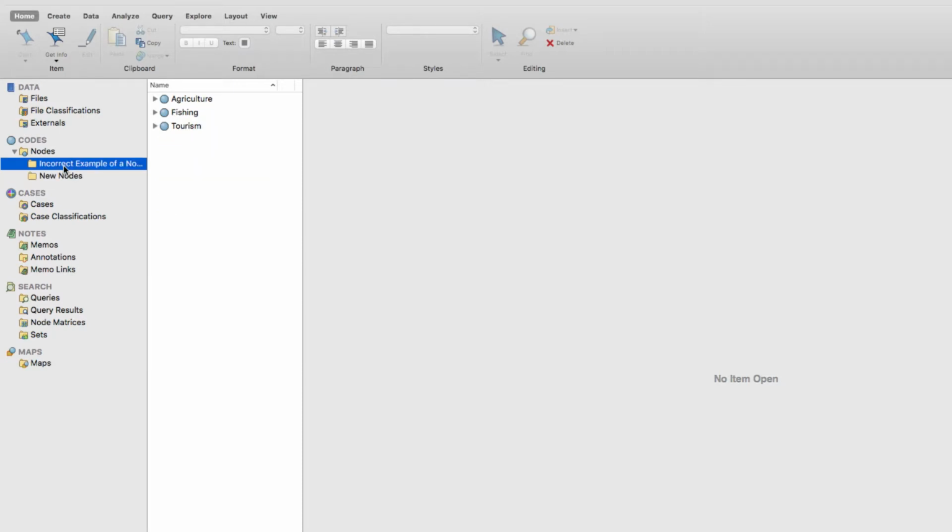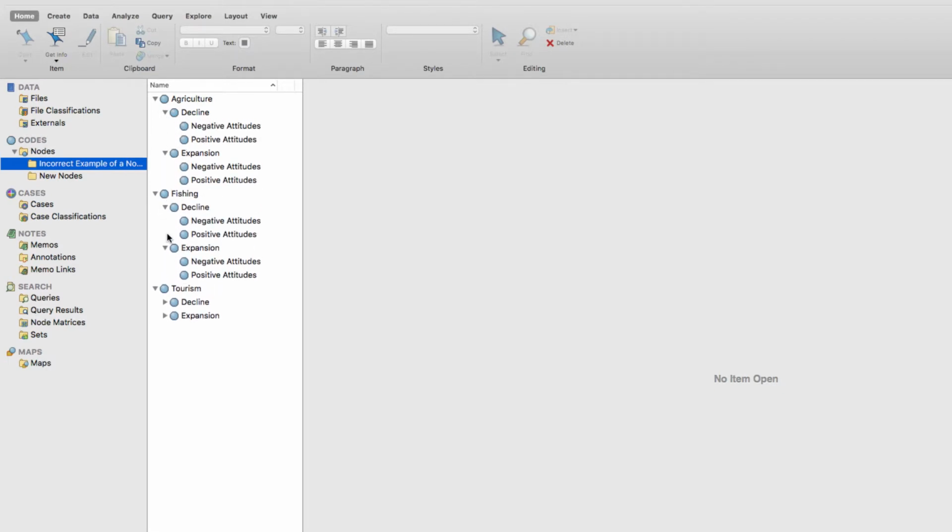This incorrect example is based on the sample project. So in this structure, if I have a piece of text that is a negative attitude about the decline of the fishing industry, I would code it in one place. But this is the wrong logic for NVivo because I am breaking the rules of a catalogue system. I am not keeping like with like.